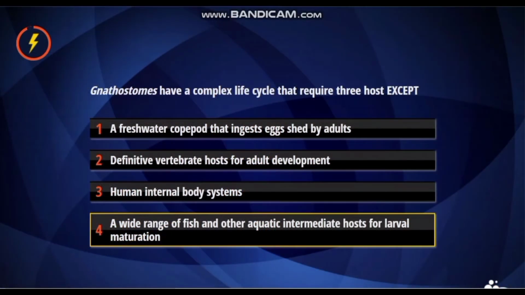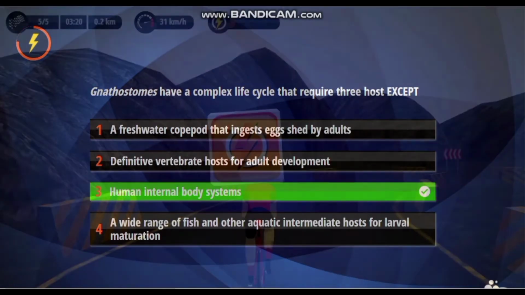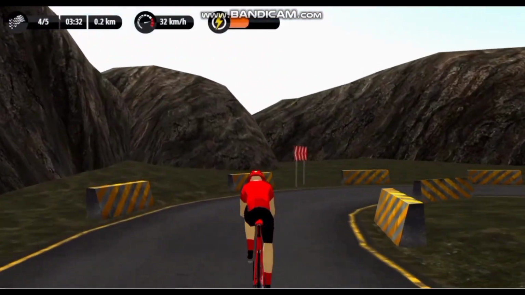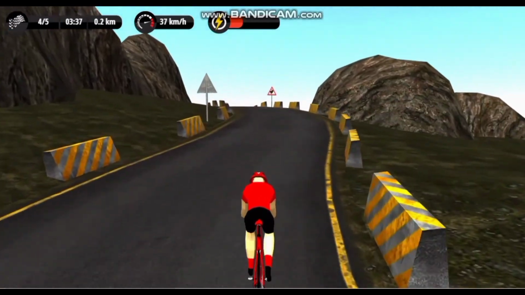Question 8. Gnathostomes have a complex life cycle that requires 3 hosts, except: the answer is human internal body systems. This is because Gnathostomes do not require the human internal body system to have a complex life cycle.